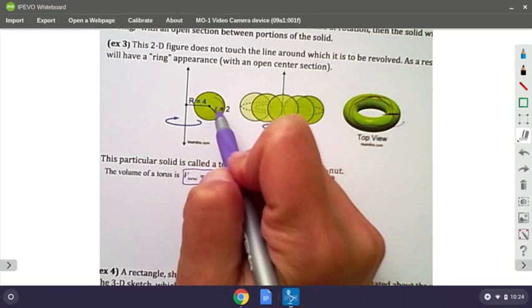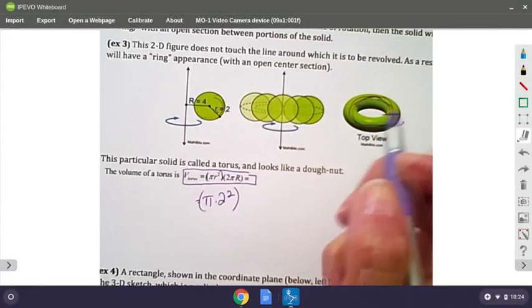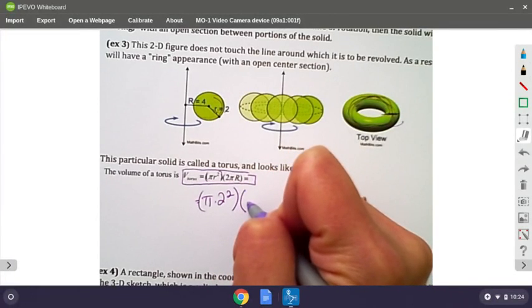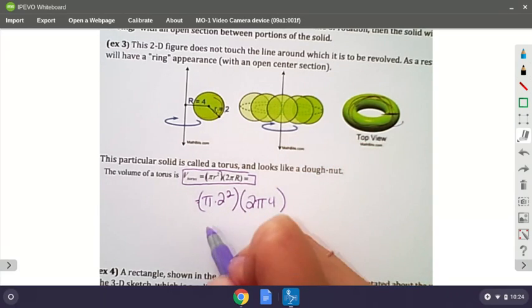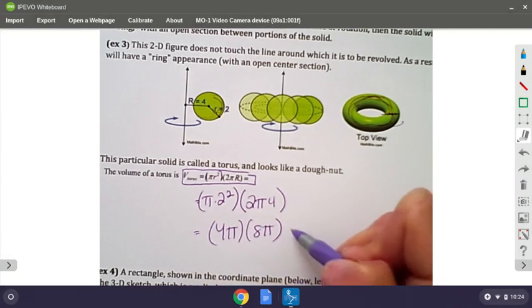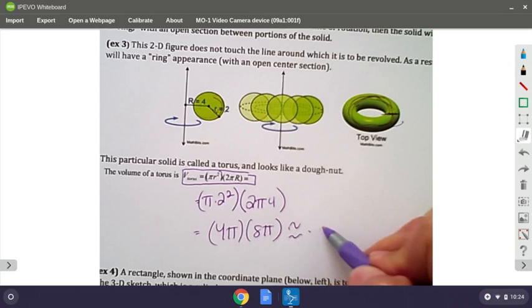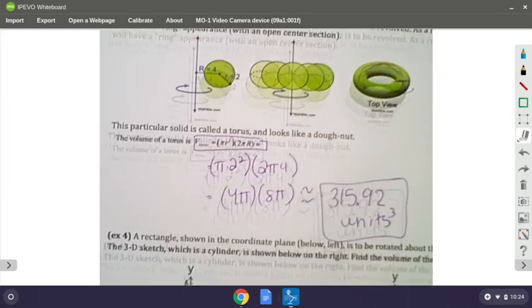So let's plug in everything. We have the small r is 2. So this is going to be pi times 2 squared. So it's the area of the circle times the circumference of the path circle. So it's going to be 2 pi, and then the radius is 4. So that's going to be 4 pi times 8 pi, which turns out to be approximately 315.92 cubic units. Okay, so that's the torus or the donut shape.